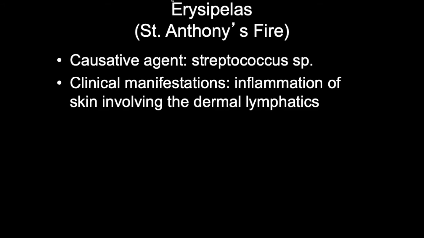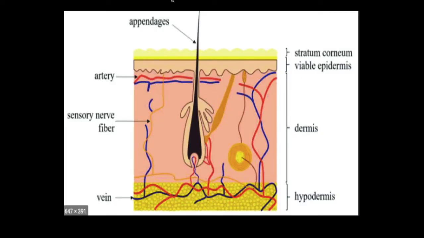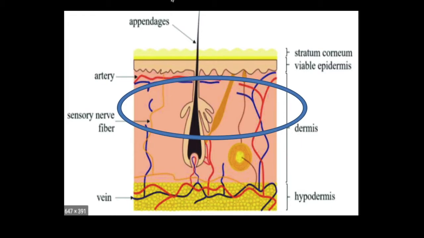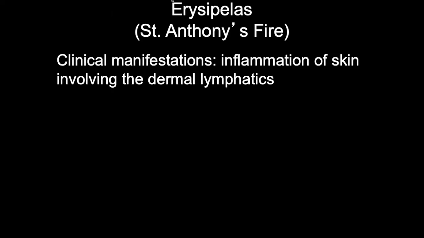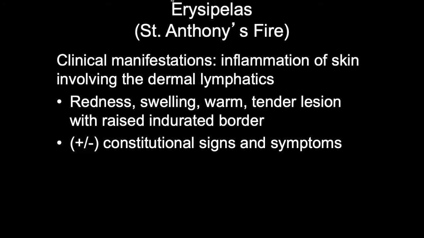Next, we have erysipelas, also called St. Anthony's fire. The causative agent is also Streptococcus. The disease involves inflammation of the skin and also the dermal lymphatics. So here is the affectation. Lesions present with all the signs of inflammation: redness, swelling, warmth, tenderness, with a raised indurated border.